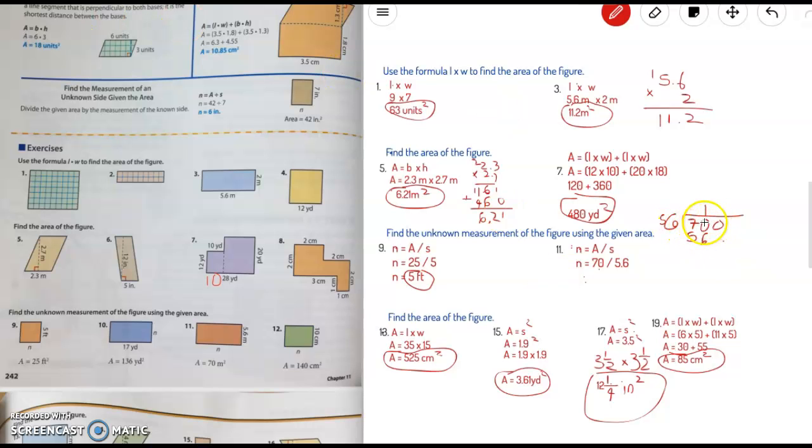56 goes into 70 one time. Borrow here. 10 minus 6 is 4. 6 minus 5 is 1. Bring down the 0. How many times is 56 going into 104? 2 times. 2 times 56 is 112. Subtract. Borrow.